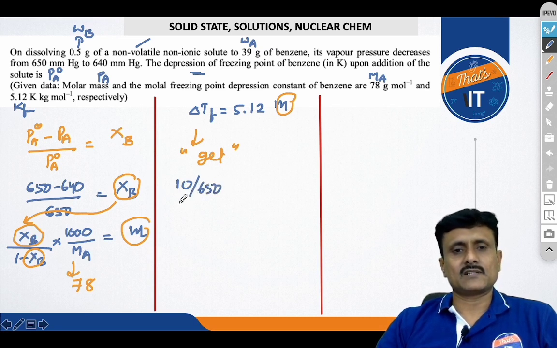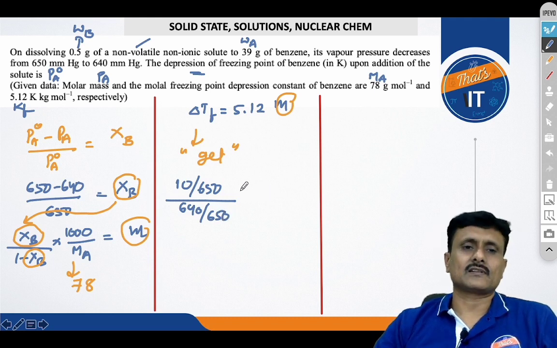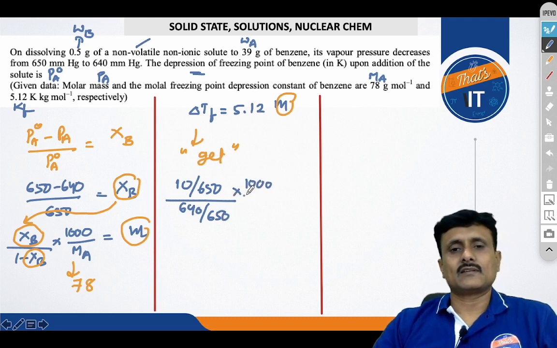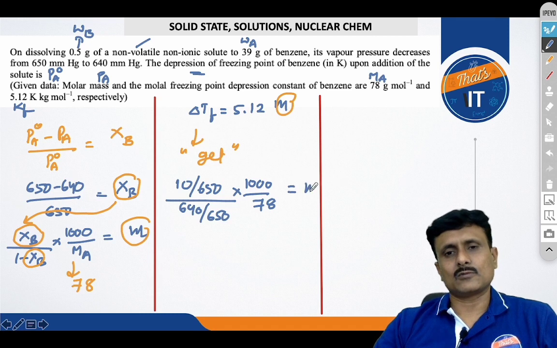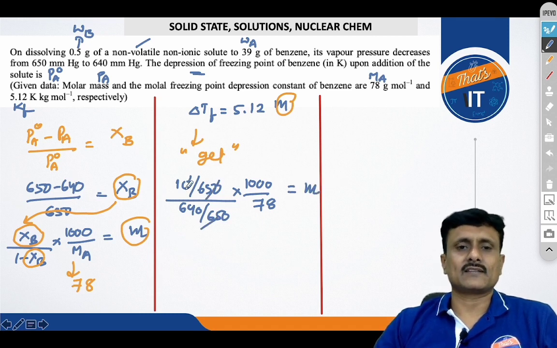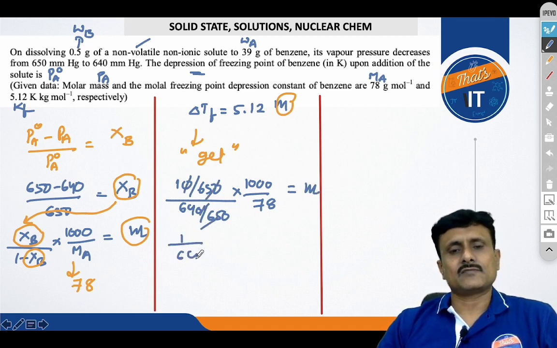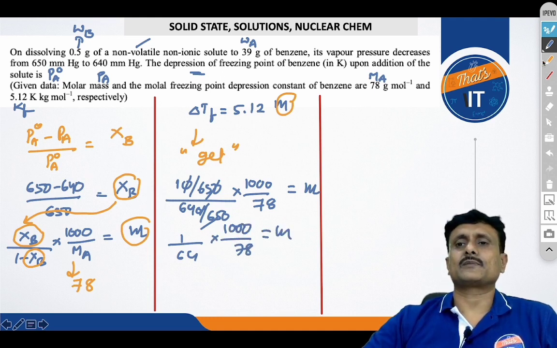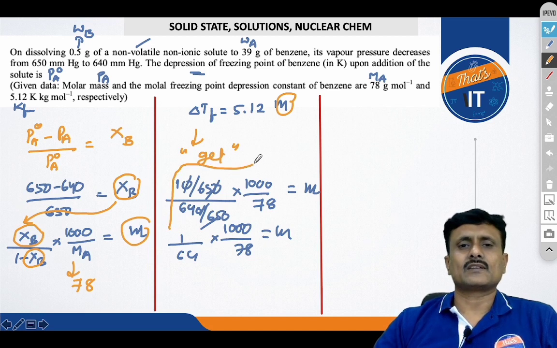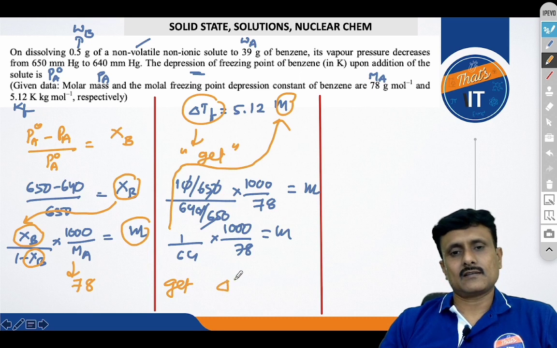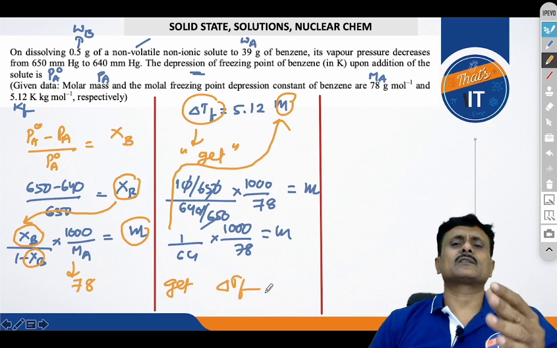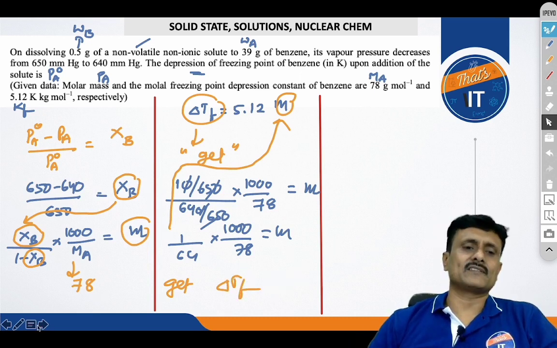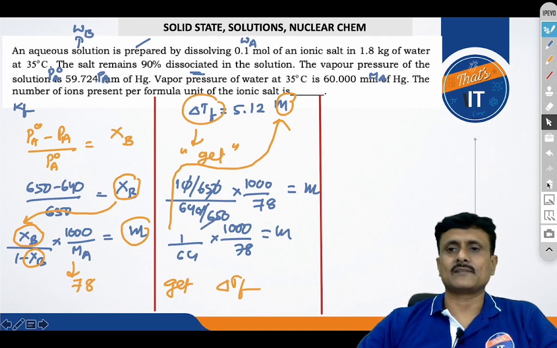10 by 650 divided by 640 by 650, isn't it? Into 1000 divided by 78, which is equal to molality, right? 650 got cancelled. 1 by 64 into 1000 by 78 equal to molality. I want you to substitute this value over here and get delta TF for the question. Direct question, formula based question. It's more of NCERT kind of question which was asked previously.